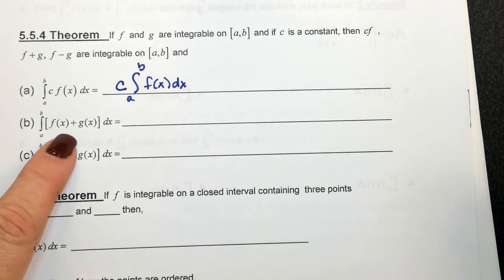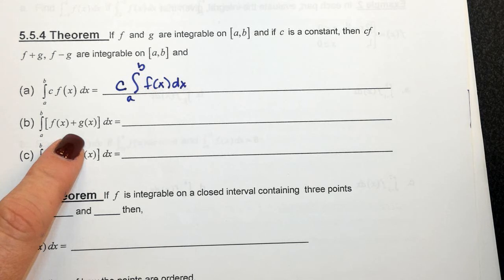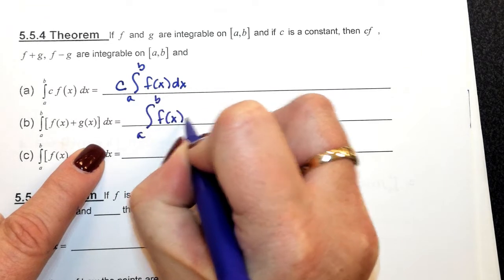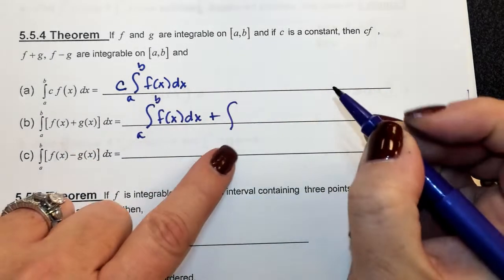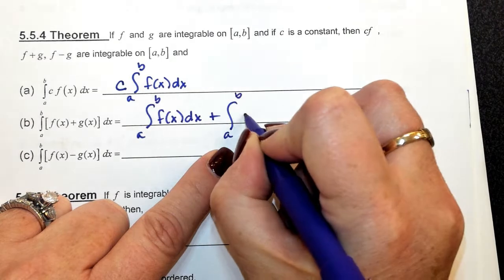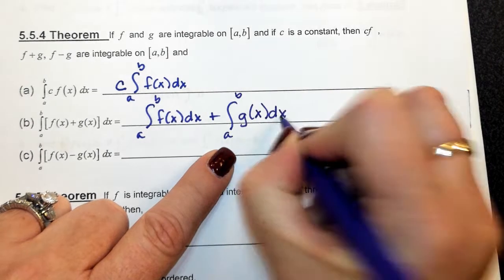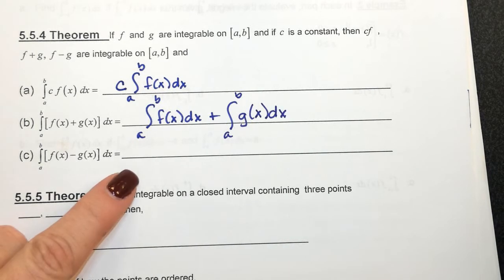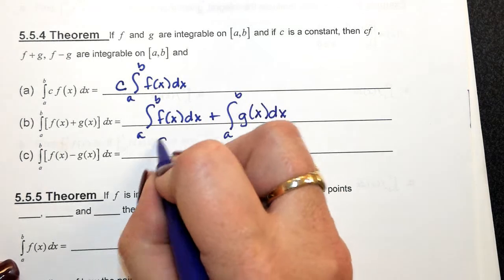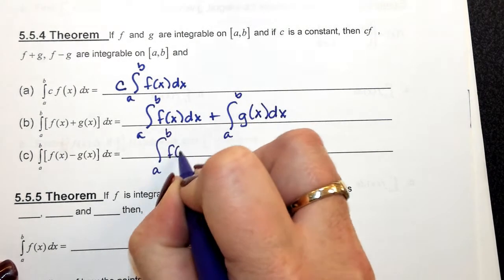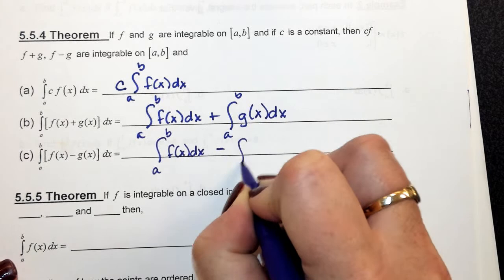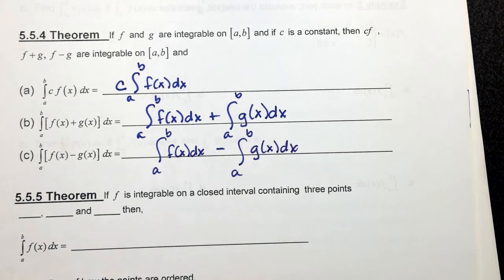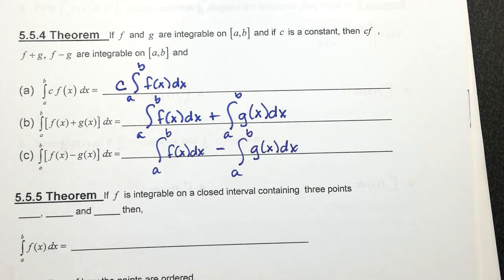Same thing, your addition property also applies for the definite and the indefinite integral. So we can integrate from a to b of f of x dx, add it to your definite integral from a to b of g of x dx. So like I said, these properties hold true for the definite and the indefinite integral. Same thing with your subtraction theorem. So we, again, can integrate from a to b of f of x dx minus your integral from a to b of g of x dx. So these properties, like I said, are the same.